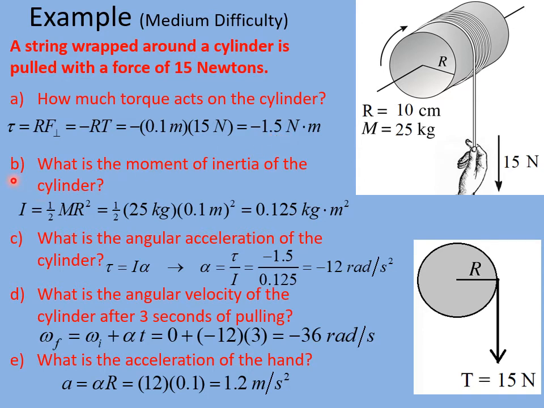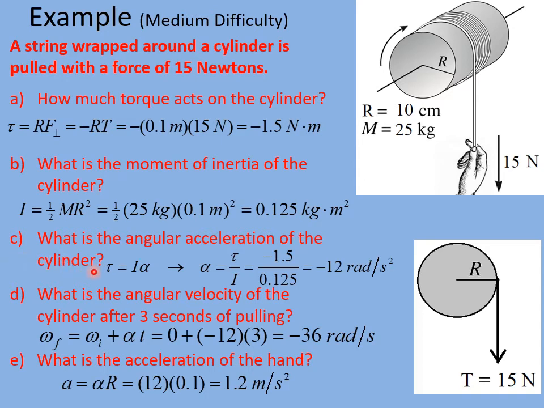Part B says, what is the moment of inertia of the cylinder? We have to look up this shape in the table, and it turns out for a solid cylinder, the rotational inertia, I, is equal to 1/2 mr squared. So plugging in our mass, which is given, and our radius, which is given, of course we have to convert it to meters, we get a rotational inertia I of 0.125 kilogram meters squared.